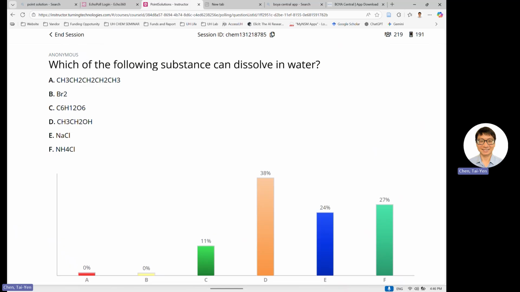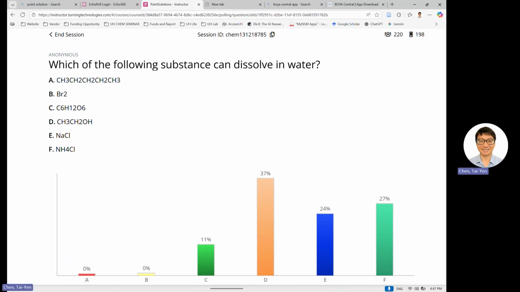I hope everybody can see these things now. It should be quite straightforward. Second, Br2 is a halide element, and it only contains halide, so it will be hydrophobic. What's the third one?